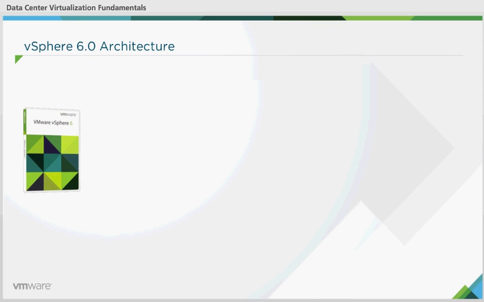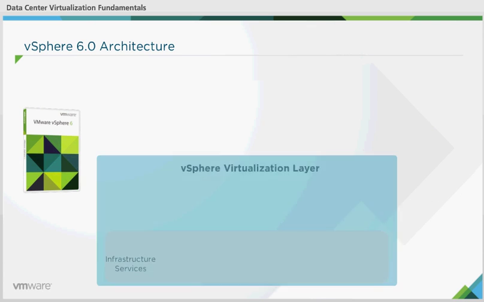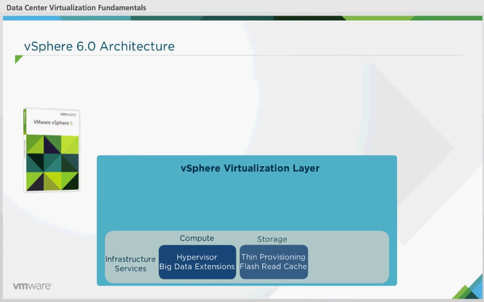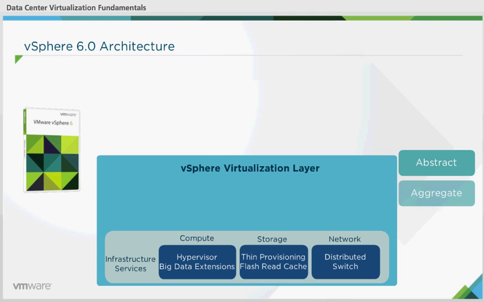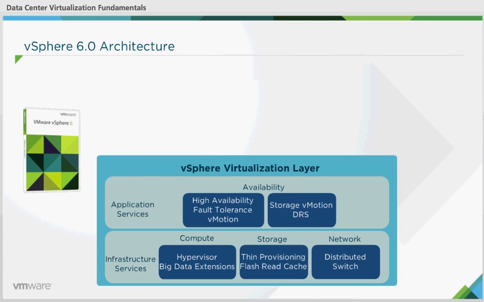vSphere 6.0 represents the core of the software-defined data center by virtualizing the entire IT infrastructure, servers, storage, and networks with software. It groups these heterogeneous resources and transforms the rigid, inflexible infrastructure into a simple and unified manageable set of elements in the virtualized environment. Infrastructure services such as compute, storage, and network services abstract, aggregate, and allocate hardware or infrastructure resources. vSphere makes infrastructure resilient with features like vSphere High Availability, Fault Tolerance, vMotion, Storage vMotion, and DRS.